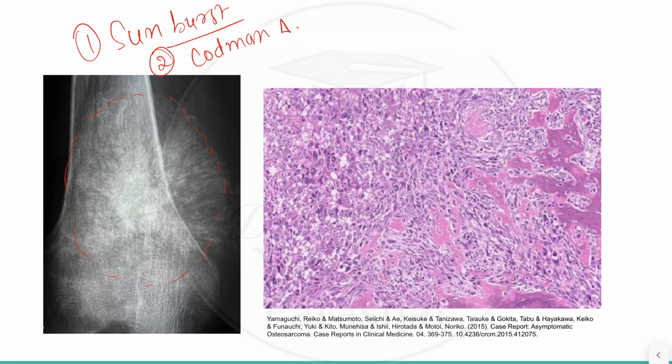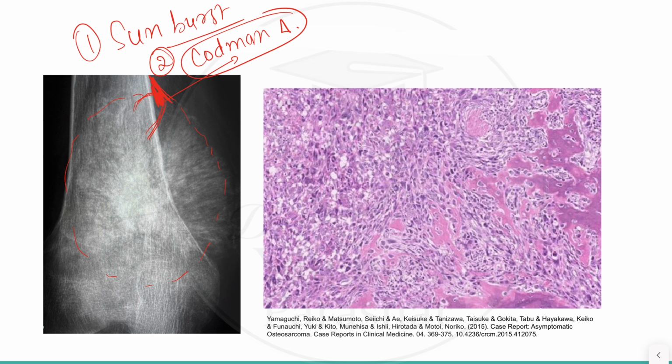Codman triangle is the formation of new bone. This is the periosteum, and when this tumor grows rapidly, it will elevate the periosteum and cause the deposition of new bone in this region, and this is known as Codman's triangle. It is a sign of aggressive tumor and it is not specific to osteosarcoma. It can also be seen in other aggressive tumors like Ewing sarcoma.